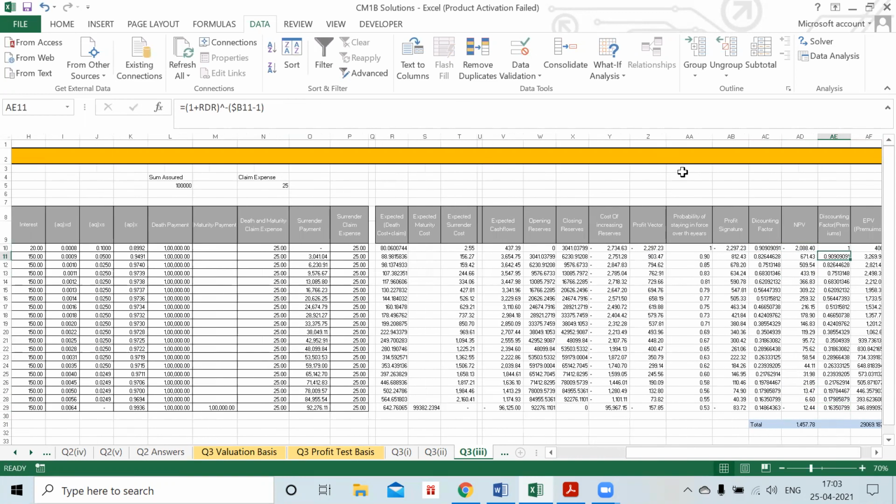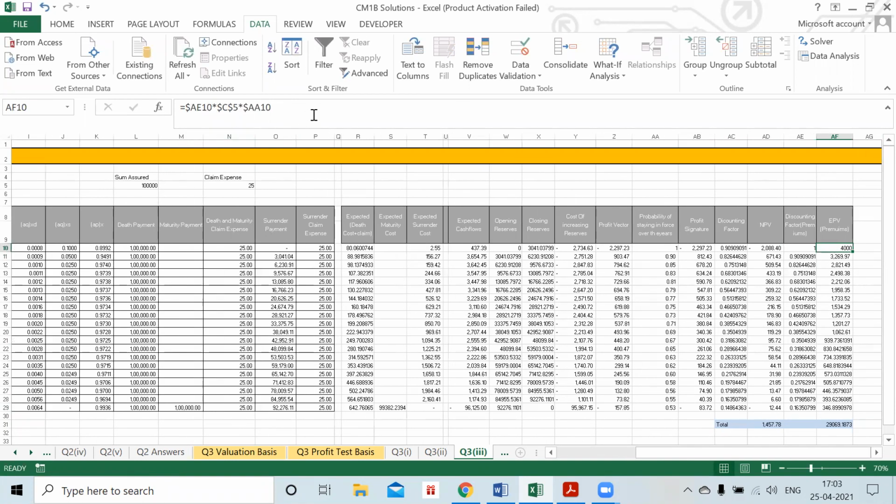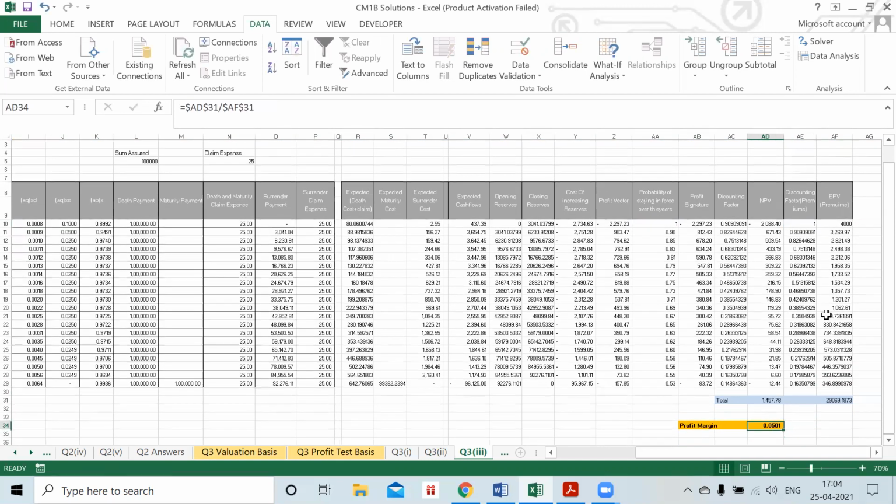Now we need to calculate the EPV of premiums. For that, we need the discounting factor, 1 plus risk discount rate to the power of time minus 1, because premiums are payable in advance. And EPV of premiums is nothing but probability of staying in force into discounting factor into the premium paid. Sum of this, and profit margin is nothing but the EPV of premiums divided by NPV. Sorry, NPV divided by EPV of premiums. NPV divided by EPV of premiums gives me the profit margin.